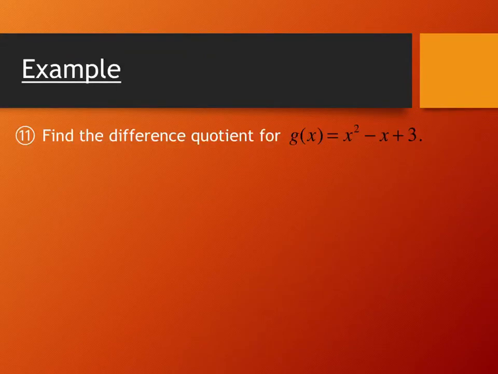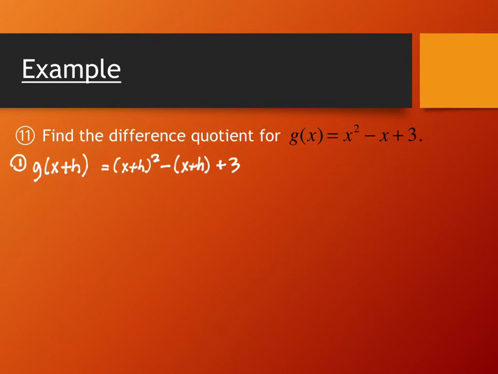It does have the name g of x, so within my 3 steps, I will call them g of x plus h. If you inadvertently use f on it every single time, I'm not going to complain. It's not a big deal. It's just a different name. So step 1 is g of x plus h. It means I replace the x everywhere with x plus h. So I have x plus h squared minus x plus h, and then I have plus 3.